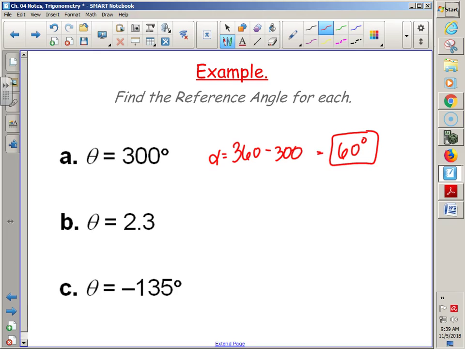Second quadrant. Oh, so isn't this just going to be pi minus 2.3, which is, leave it like that. It's in the second quadrant. Yeah, pi is 3.1415.